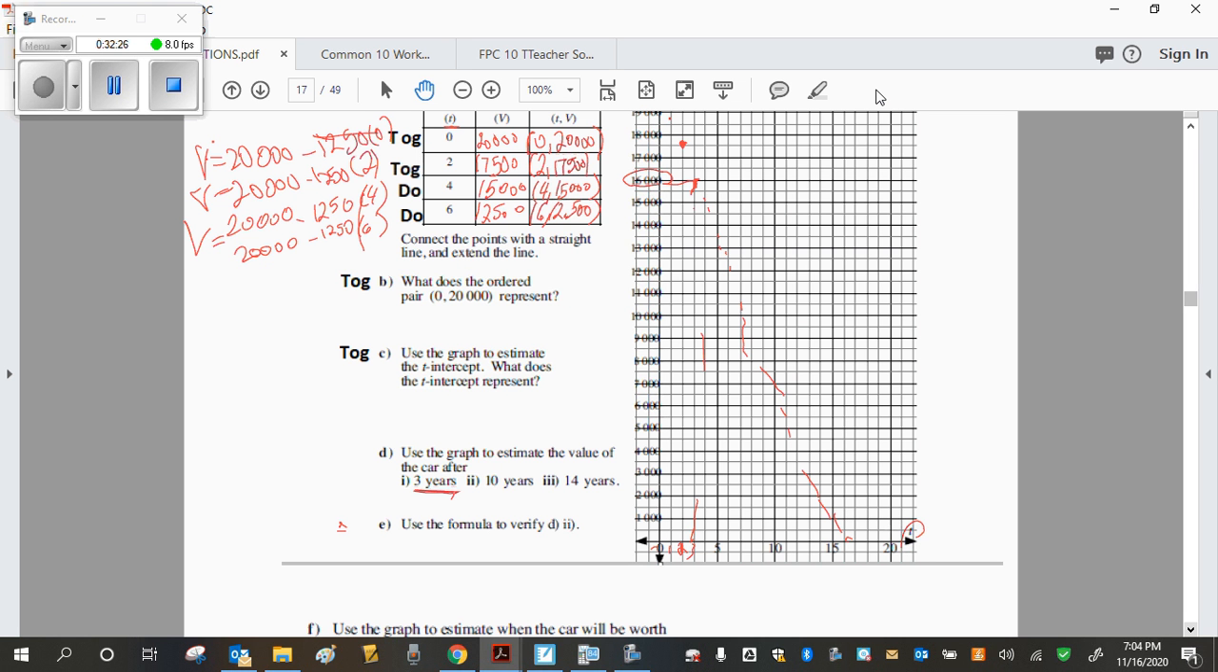It says use a formula to punch in 3 years. Nope, that's actually 10 years. So on your graph with a line now, I want you to do the 10-year one. We're not going to worry about the 14 years. So somewhere around here, I've no idea, could be anywhere from $8-ish thousand. And let's punch it in the formula to see actually how much it is worth after 10 years.